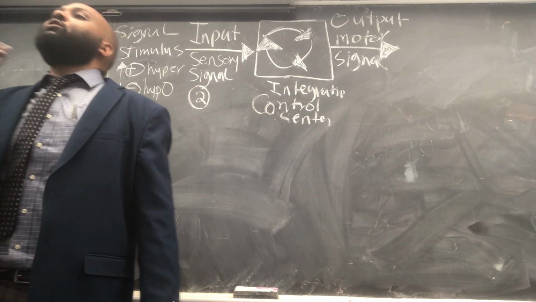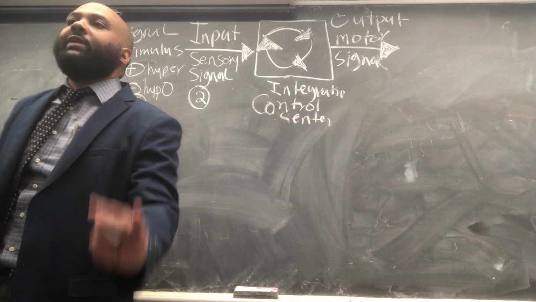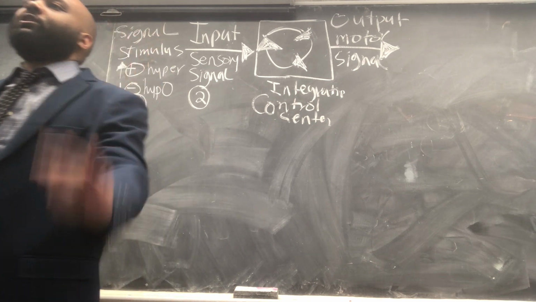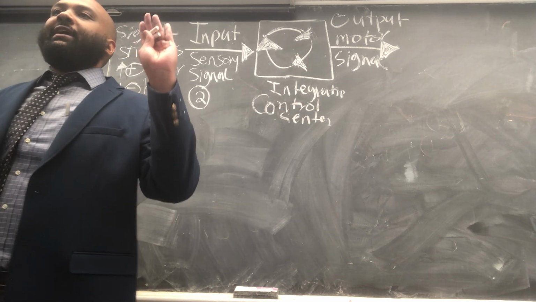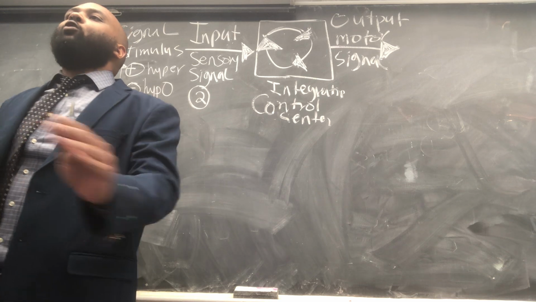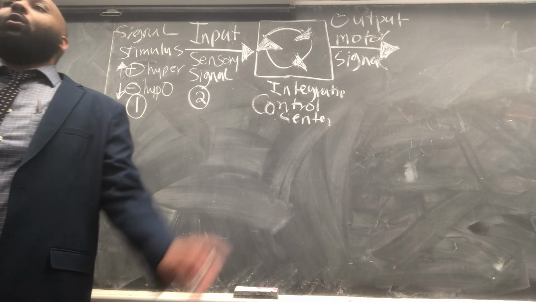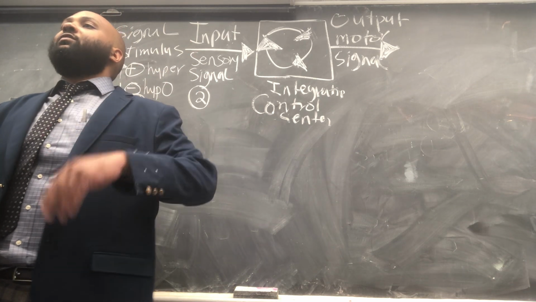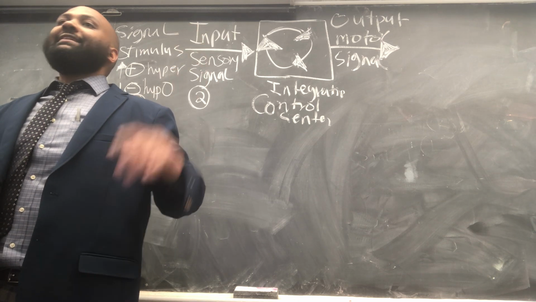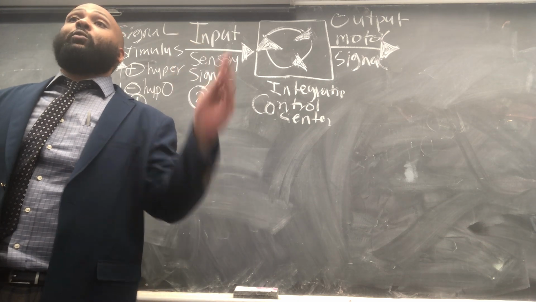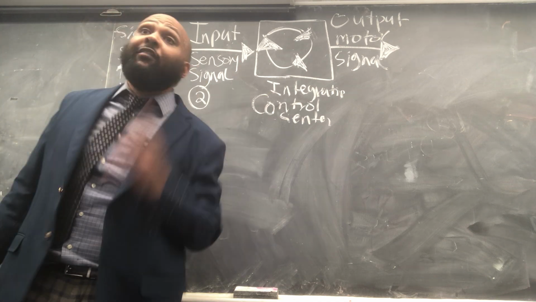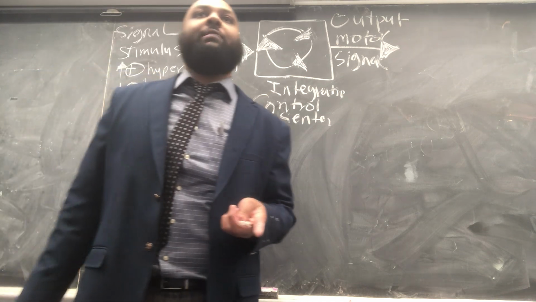My input, I'm going too fast. My output, I gotta slow down. I'm going too slow. My input is I'm going too slow. My output, let me go fast. So always there is an opposite relationship. There is a direct inverse relationship between input and output if I am doing negative feedback.